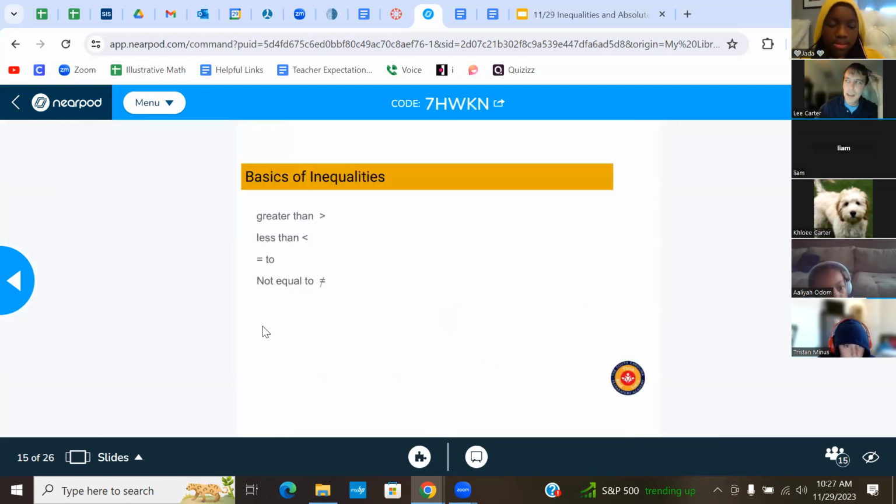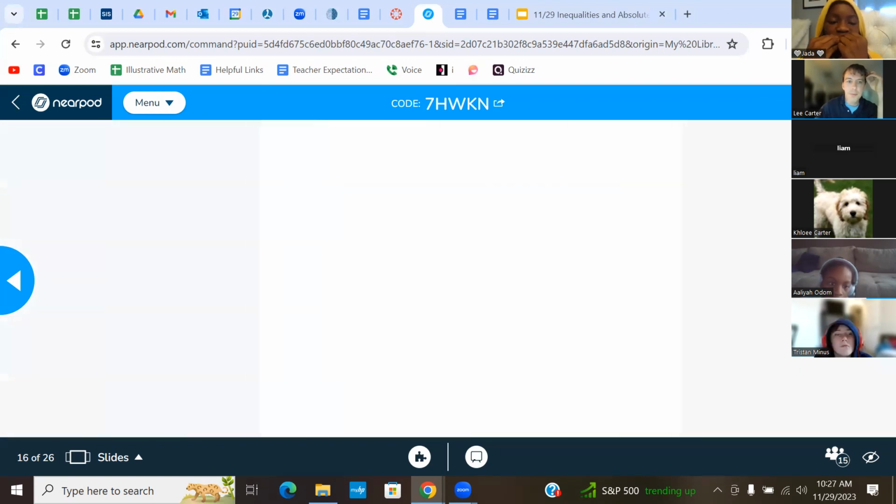Okay, so the basics of inequalities, just to get this. Greater than eats the bigger number. Less than, right? That's the reason I put the alligator on there. The alligator eats the bigger number. Equal to, not equal to, right?